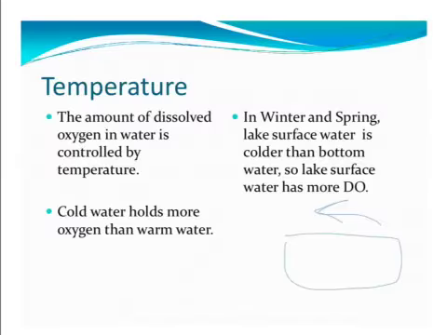Now, as we mentioned before, cold water holds more oxygen than warm water. In winter and spring, lake surface water is much colder than the bottom water. So this is why in winter and spring we'll see fish swimming near the surface.